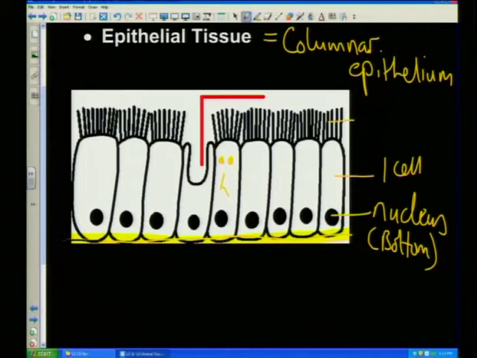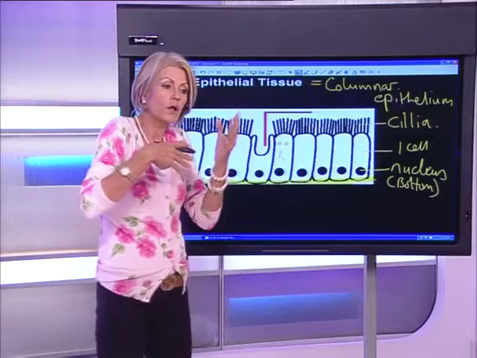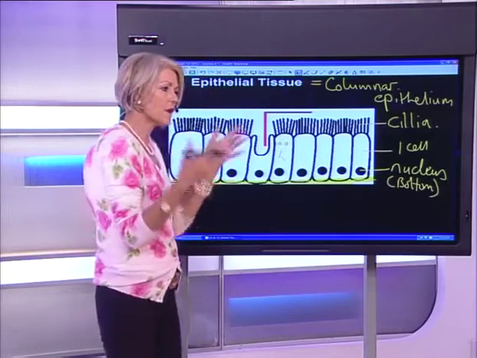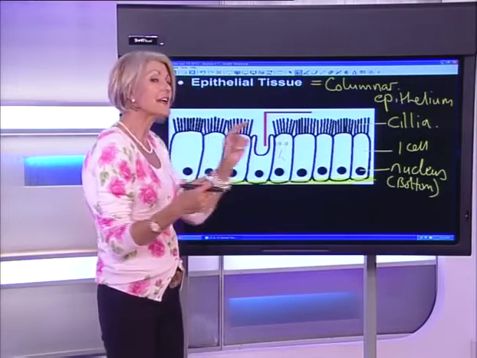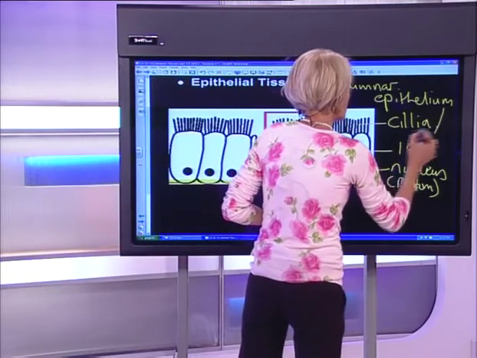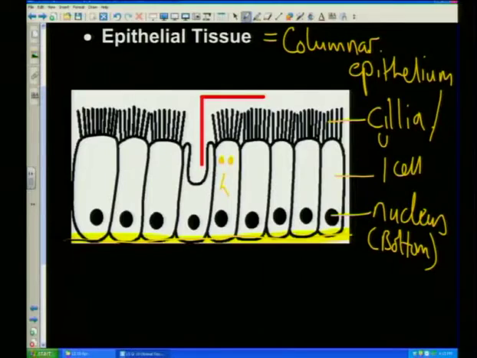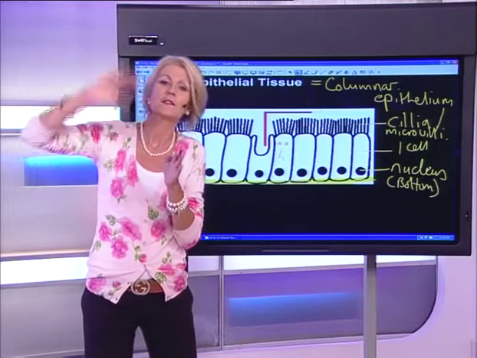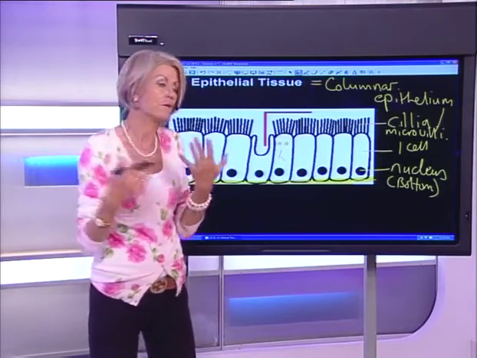We've got our cilia, and they will increase the surface area, they will make movements, and if it's found in the small intestine, we don't call them cilia, we call them microvilli. And what they do is they increase that surface area. Remember, anything with a fold, there's going to be an increased surface area for absorption.